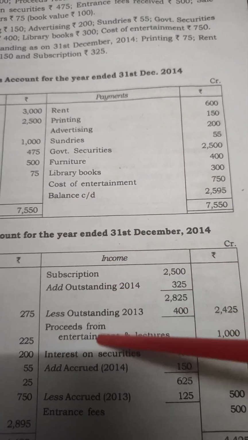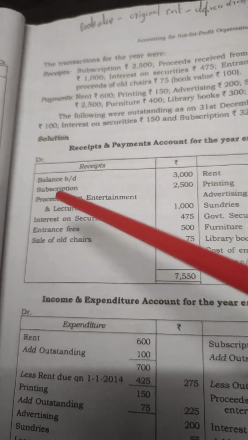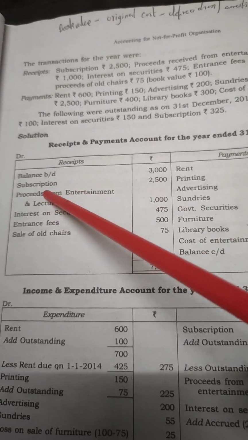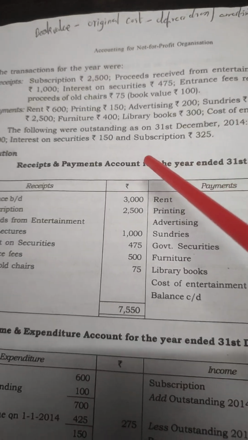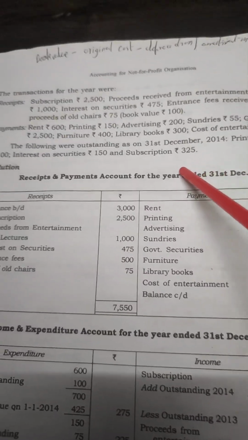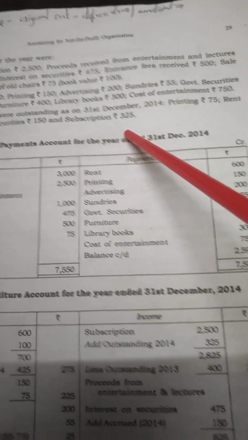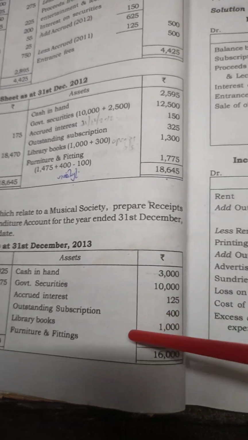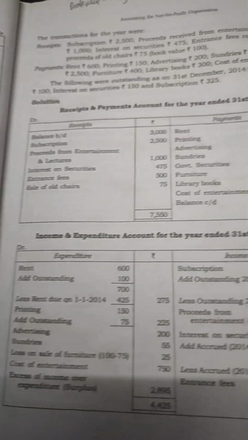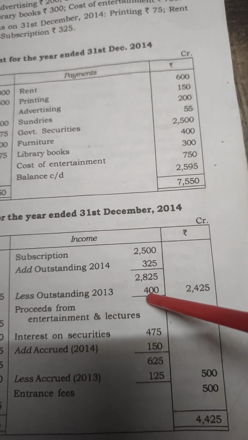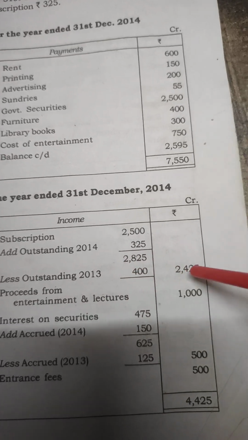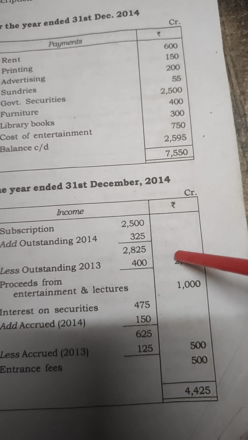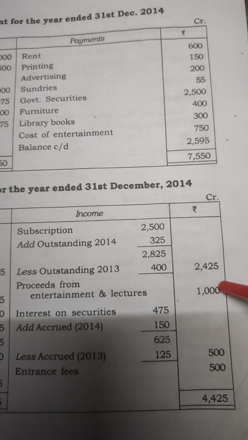Then coming to the income side, move on to the receipt side. There is subscription 2500. Outstanding, any other outstanding item? There is outstanding 325 in this year. The previous year, any outstanding, we have to check the previous year's balance sheet. There is 400 outstanding. Previous year's outstanding, we have to reduce. This year's we have to add. Same as we have done in the case of rent. The final amount is given in the amount column, 2425.